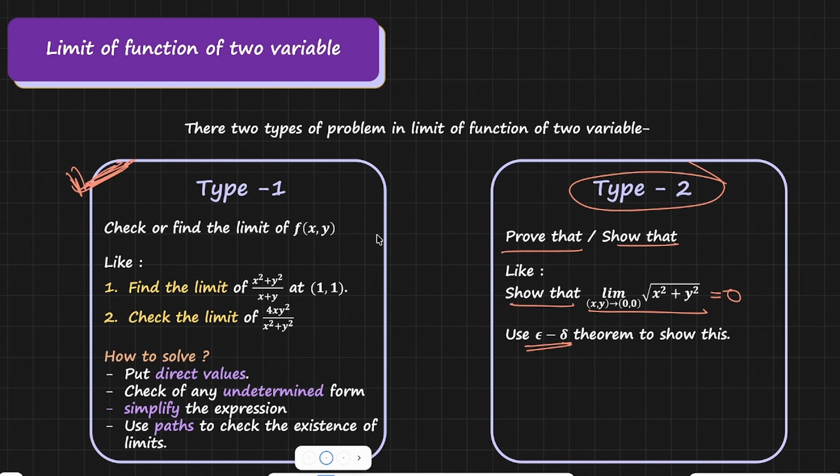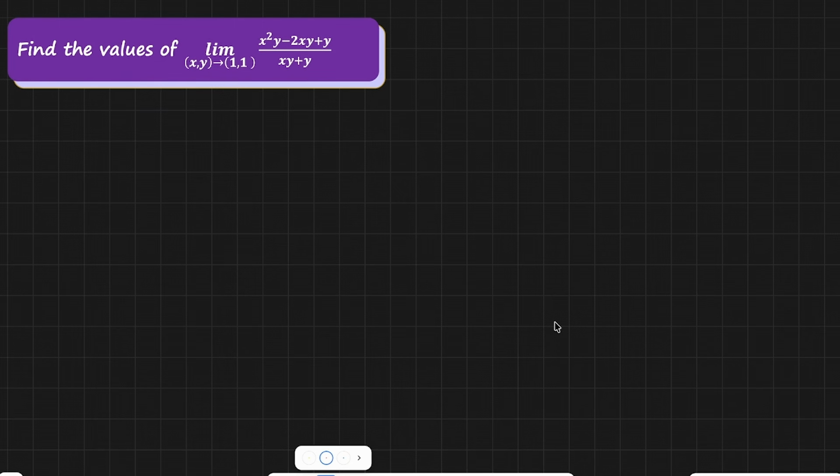Most of the time they will ask a question like this to find the limit, or we can simply find the limit using the paths. If you have to prove it, then you have to proceed with the epsilon delta theorem. That is the simple case. Now how to find the limit for this? As I told you, whenever you get a question to find the value of the limit, let's start the solution.